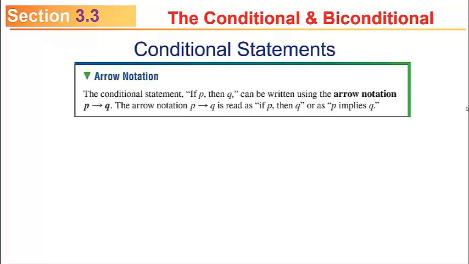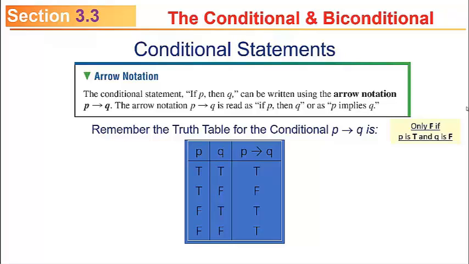This is just a summary now of what we've said. Sometimes that right pointing arrow is referred to as the arrow notation, but otherwise that is just a statement of what we've already said. The conditional statement, if P then Q, can be written using the arrow notation as P, right pointing arrow, Q. The arrow notation is read "if P then Q" or "P implies Q."